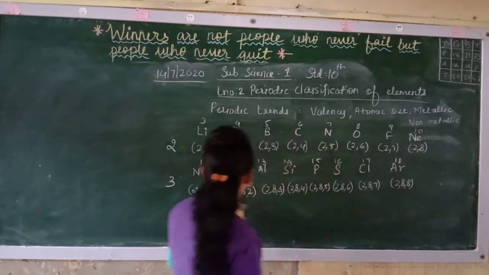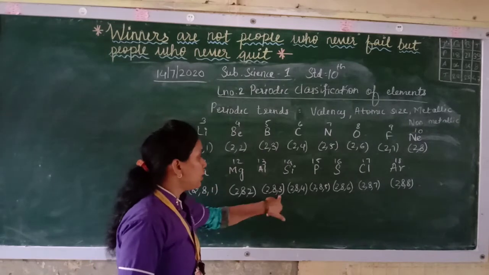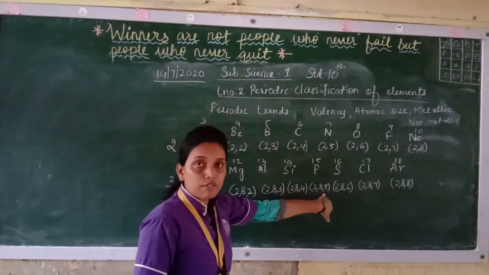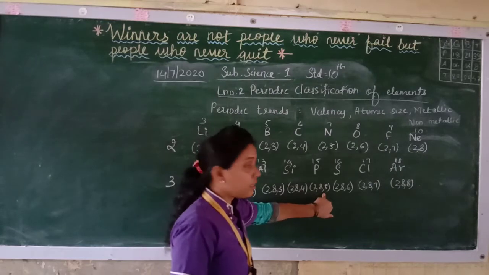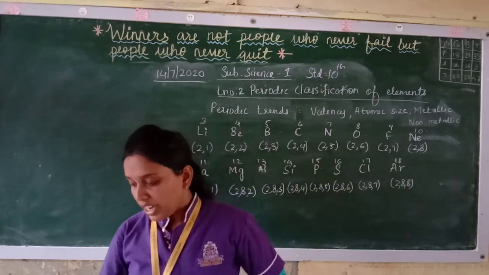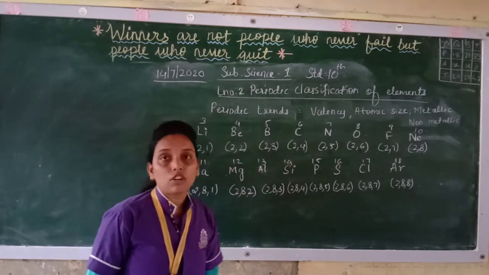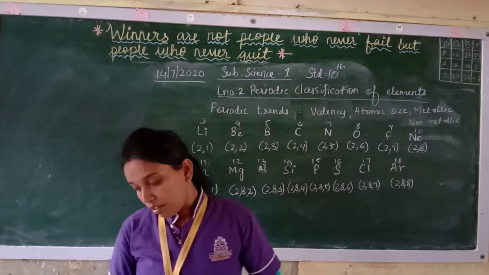Octet is complete. If you see over here also, the valency is 1, 2, 3, 4, 5, and after 5 you have to subtract from 8. So here it is 3, 2, 1, 0. So you will find that the change in valency varies with electronic configuration.